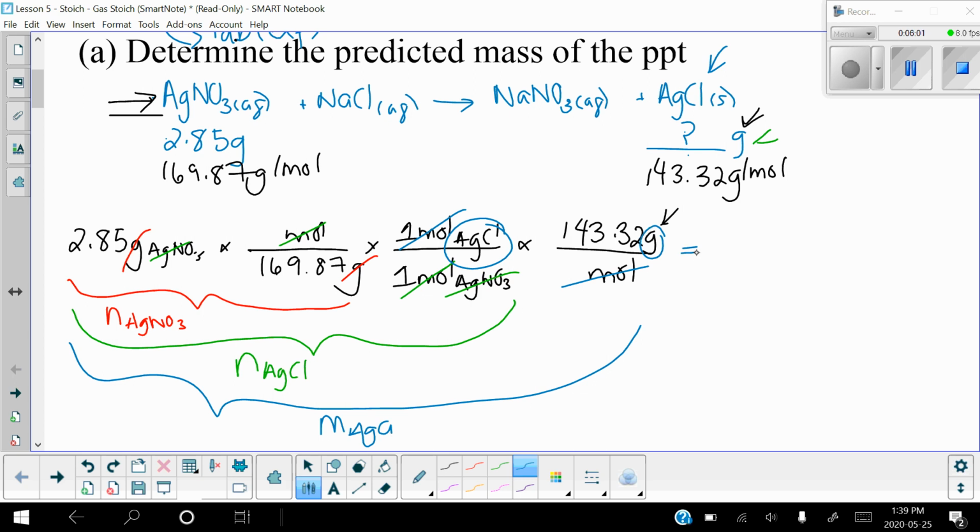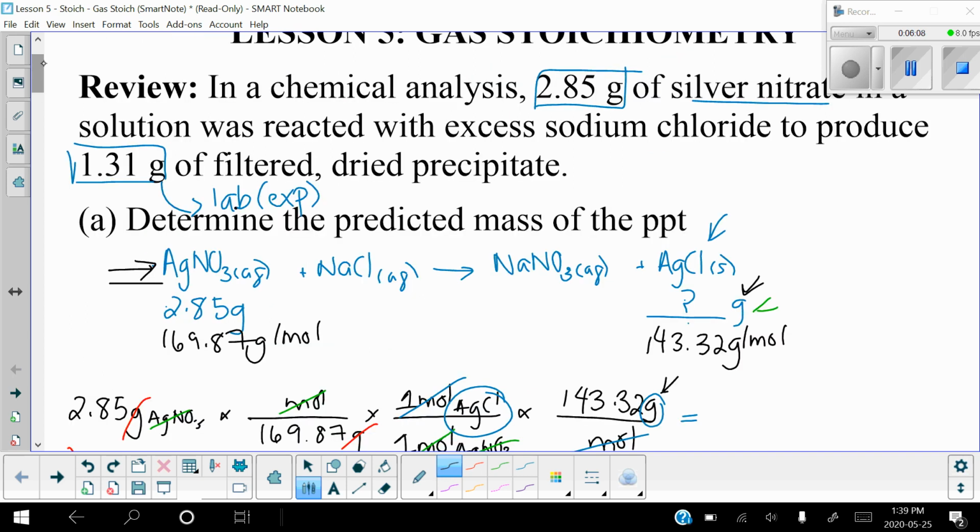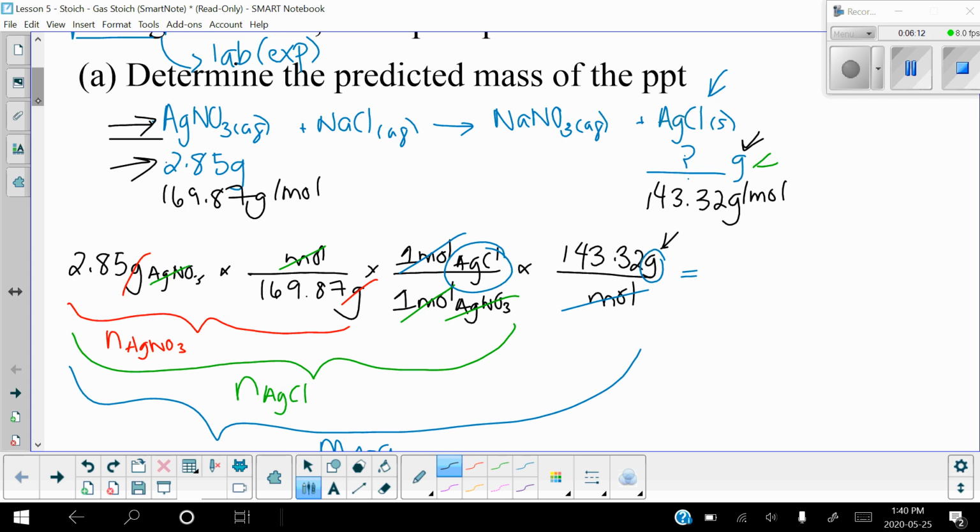All right, so once we plug that in, I'm going to round my answer off to 3 significant digits. The reason being is because I was given 3, I'm going to end off with 3. So I get 2.40 grams of silver chloride. This is my calculated yield.